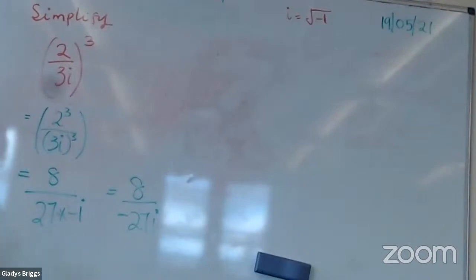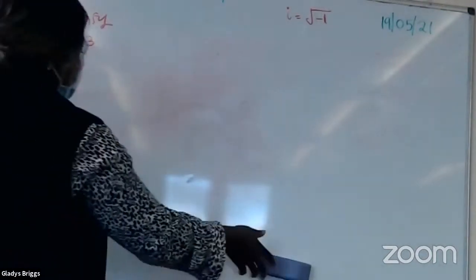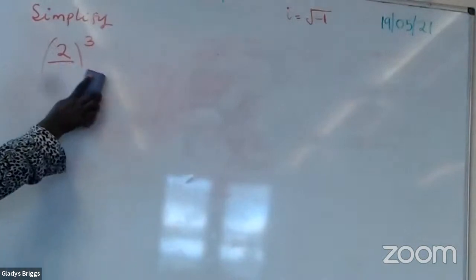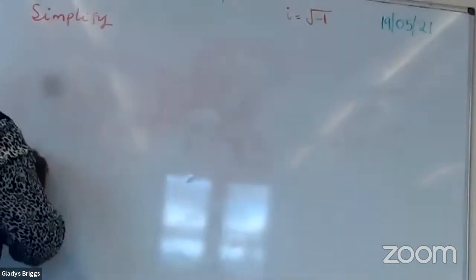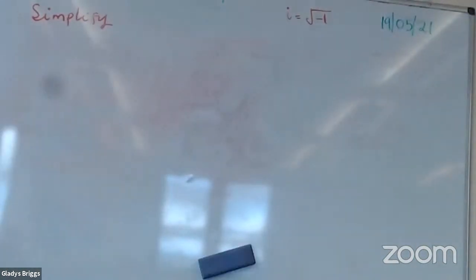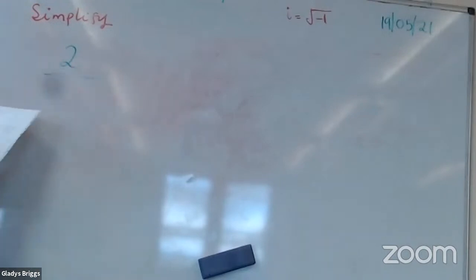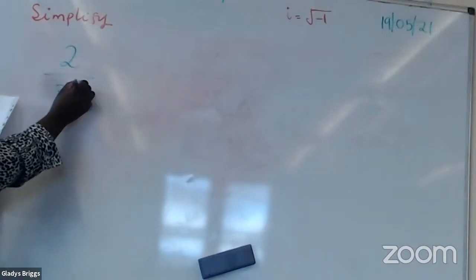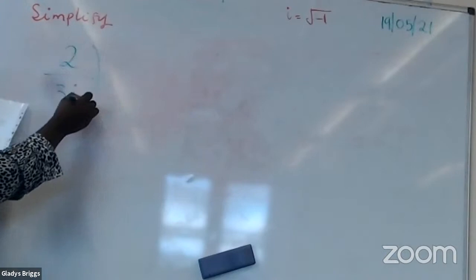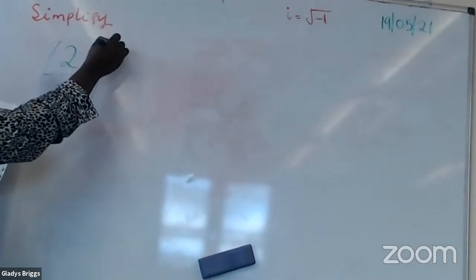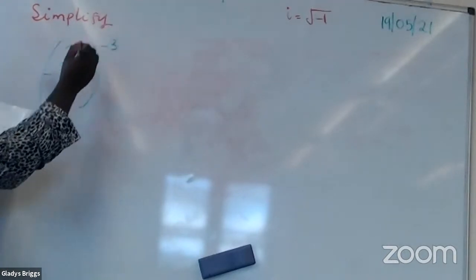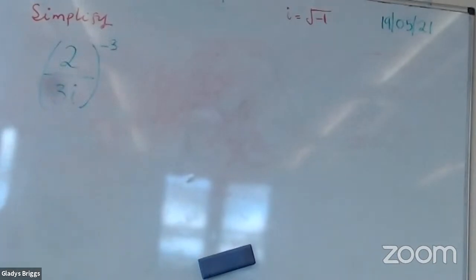Okay. Because my throat is dry now. I need water, so I have to go for my break. If I was at home, I would have run to the kitchen to drink water. But now I'm here. Right. Let's solve the same problem, but a little bit different. 2 over 3i raised to the power of negative 3. Ooh, this is going to be a messed up question.